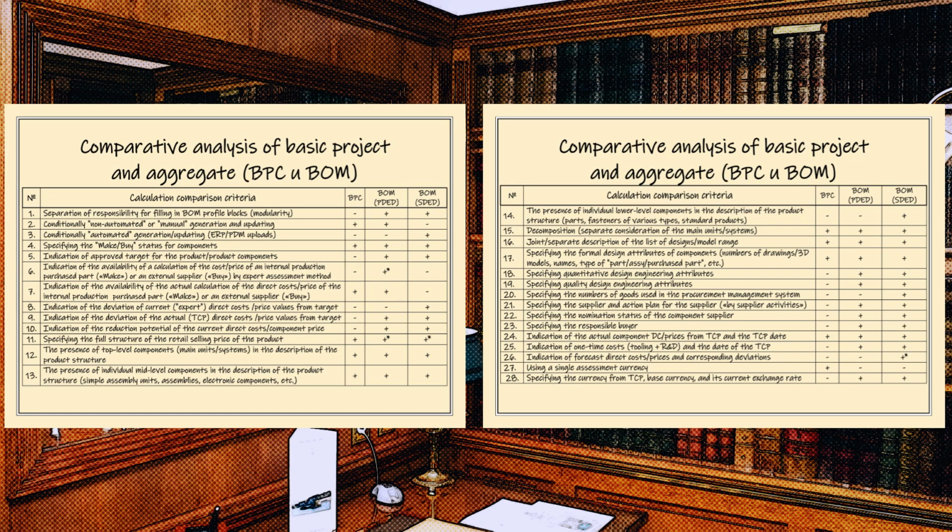Criterion 11. Specifying the full structure of the retail selling price of the product. The final selling price of a product and its structure are usually absent from the main BOM field for the reason that they are not within the framework of the BOM, the main object of analysis. The main object of the analysis within the framework of the BOM is direct costs of the products, components, and their deviation from the target values of direct costs, which in turn consist of purchased parts and products of their own production, if the latter is available.